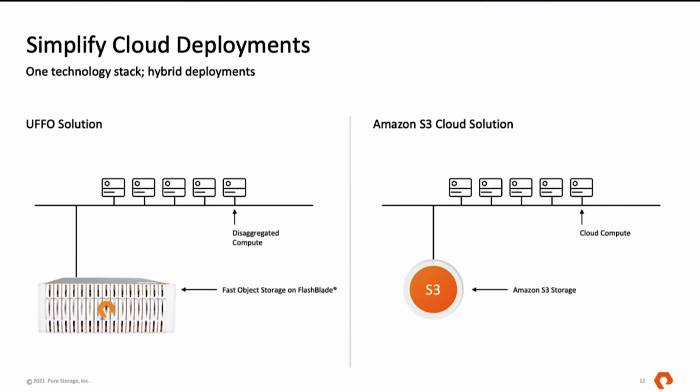So the unified fast file and object solution, we've got disaggregated compute, we've got fast object storage, and then we've got an S3 endpoint on the other side. So as long as it will speak S3, that could be AWS, Azure, GCP, you can take your on-prem and you can port it into a cloud.